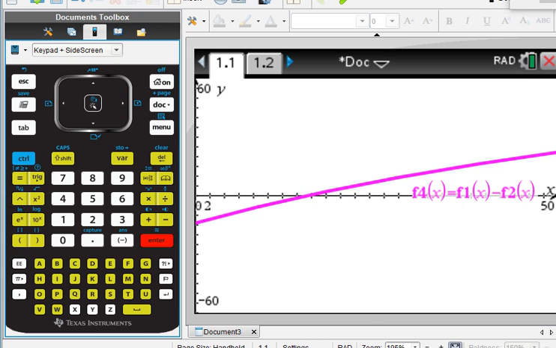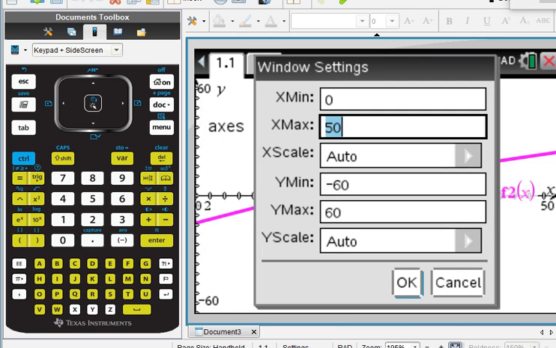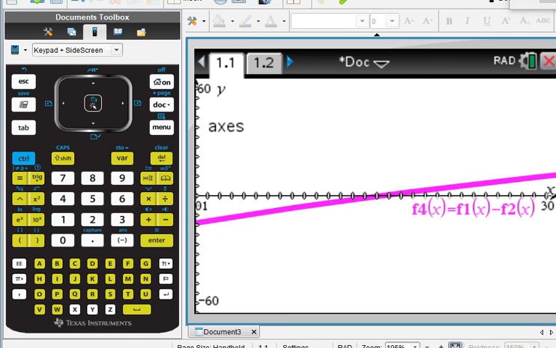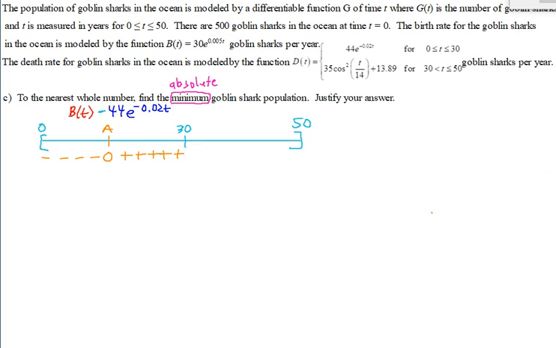Negative and then positive. Whoops, I forgot to change the window size, sorry. Menu, window zoom, window settings. And again, we should just change the x maximum to just 30. That only applies from 0 to 30. There we go. All right, now what we need to know is what is that a value? Because we're looking for the minimum, right? And you can already start to see, based on what we see here, if the first row is negative, we know it's decreasing, then positive, increasing. So it goes decreasing and then increasing so far.